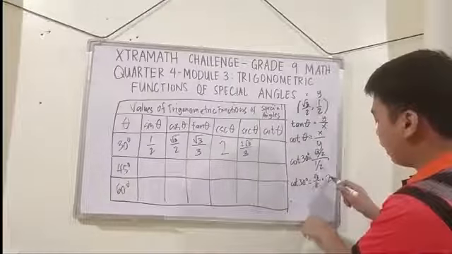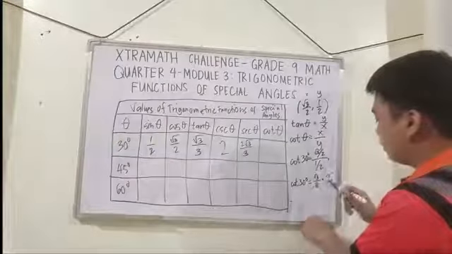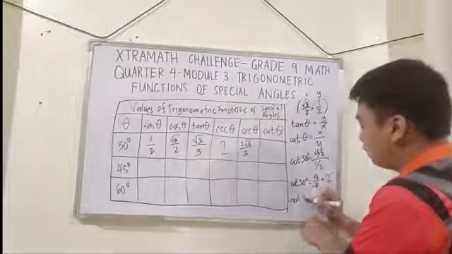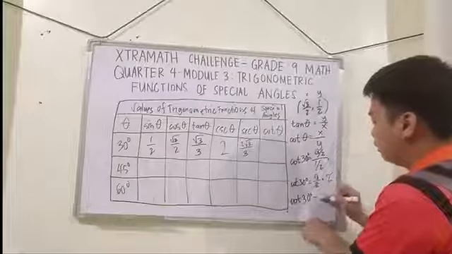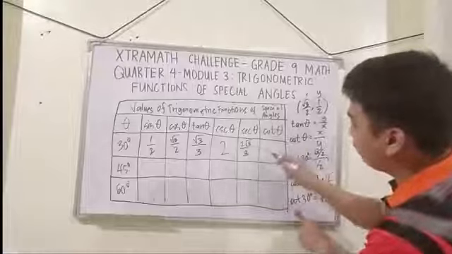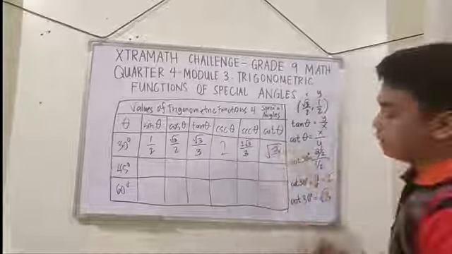So the denominator 2 and the factor 2 will be cancelled out. So cotangent 30 is equal to square root of 3. So cotangent of 30 degrees is equal to square root of 3.